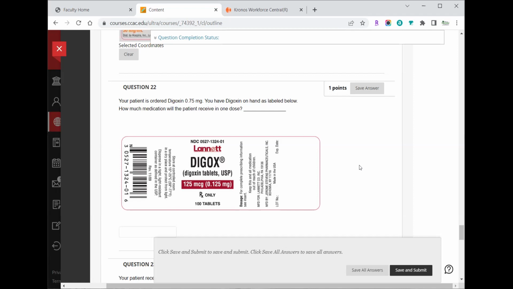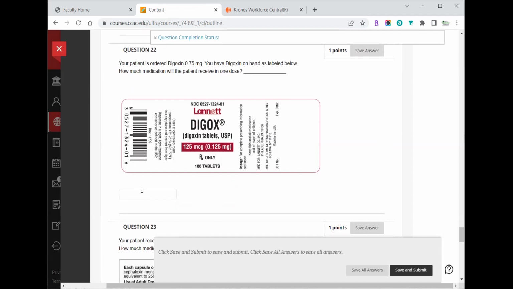So I'm going to take 0.75. I'm going to divide by 0.125. And I'm going to get 6 tablets, which may not be an appropriate number of tablets. It might be too many, but that's what it is.